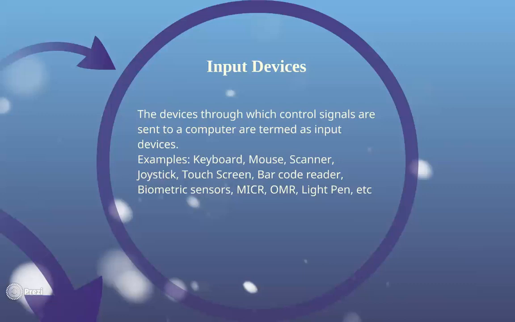OMR is optical mark reader. OMR sheets we must have filled, where you darken a particular circle. The OMR device takes care of the circles you have darkened and marks you accordingly. Light pen is a device through which you touch the screen and it takes the input. You can try to find out all other input devices which are there in the market.